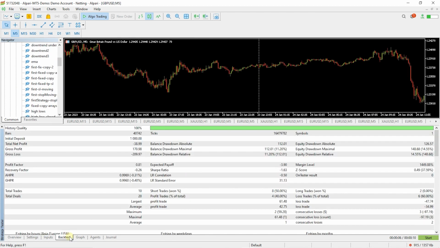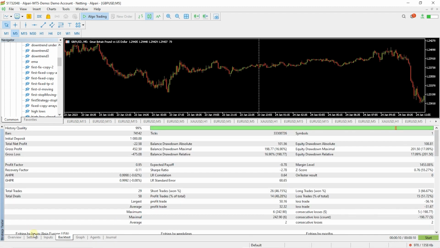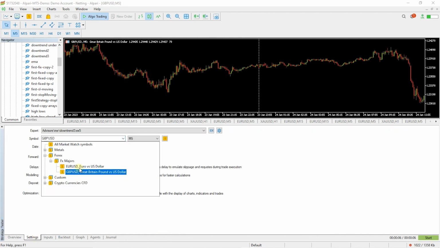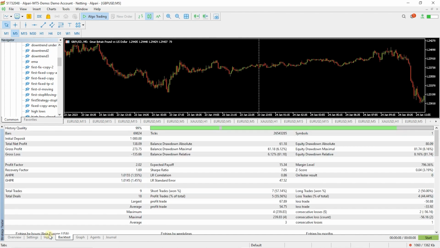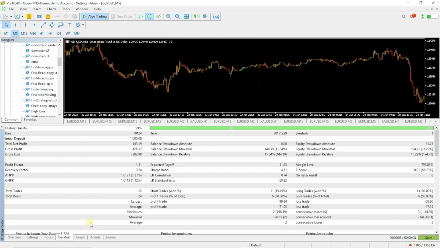I will test it for pound. It has minus 3 for 2023, minus 2%. It has 49% profit for 2021. So it just worked for 2021. I will test it for gold. 13% profit for 2021. For 2022 it had 14% profit, and for 2023 it had minus 11% loss.